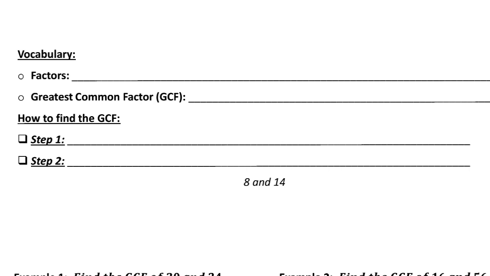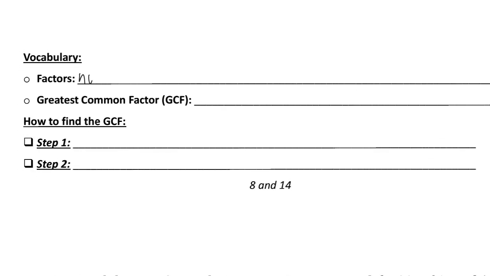Okay, so let's look at the definition for a factor. A factor or factors are numbers that, when multiplied together, give you a new number. So they're numbers that are multiplied together that give you a new number.